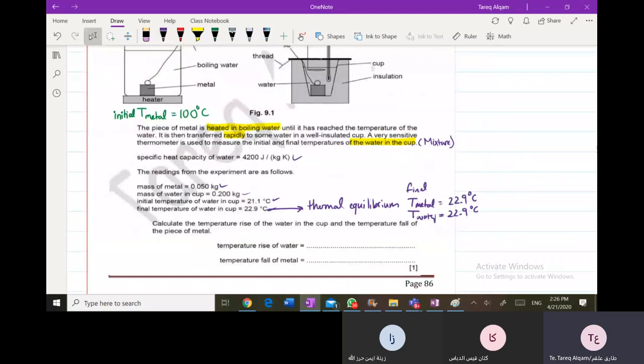Then the temperature rise in water. The water before was 21.1, right? Initial temperature before for the water, 21.1. After placing the metal, it becomes 22.9. So the difference is 1.8. The temperature fall of the metal: it was 100 degrees Celsius before, and after it becomes 22.9, so the fall is 77.1. Any question, guys?